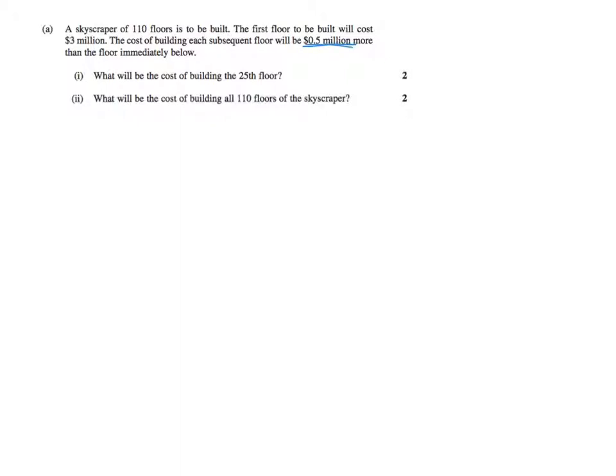So floor 1, okay, we'll use Roman numerals. Floor 1 is going to be 3 million. Floor 2 is going to be 3.5 million, and so on. We could go set that up. Now that means my first term is 3 and my difference is 0.5. Okay, what will the cost be of building the 25th floor?